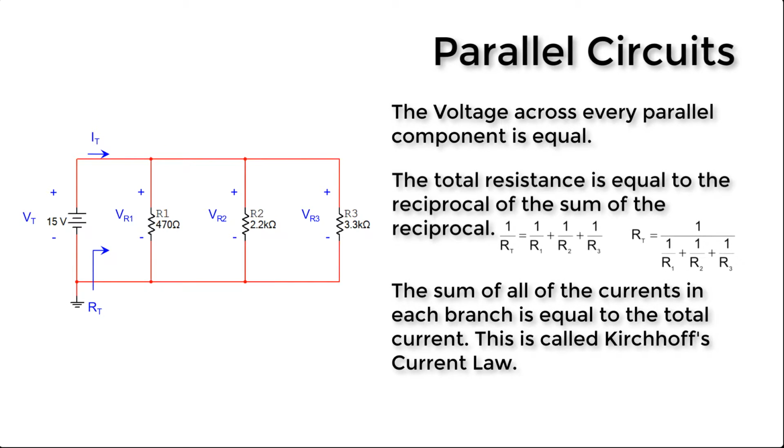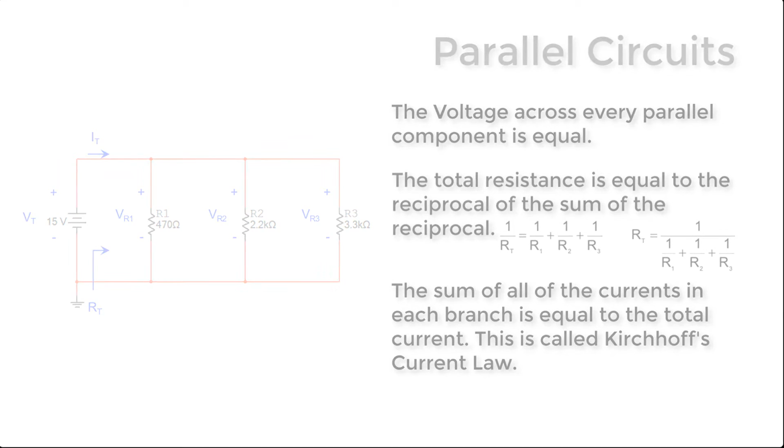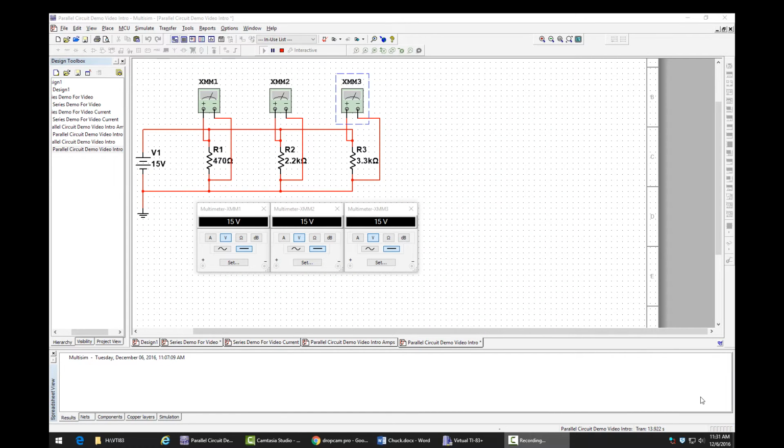And as stated before, the sum of all the currents in each branch is equal to the total current. This is called Kirchhoff's current law. Remember, in a parallel circuit, the voltage across each branch should be the same. I'm checking it here with a digital multimeter, showing that they each have 15 volts.